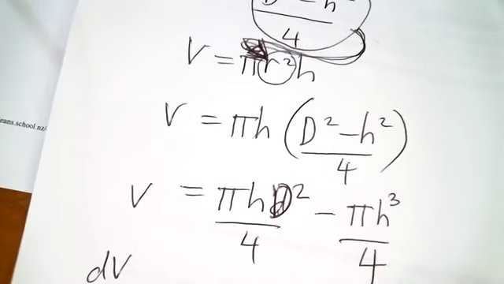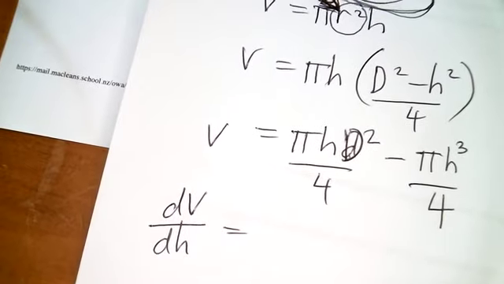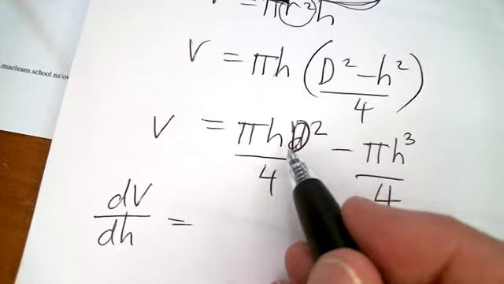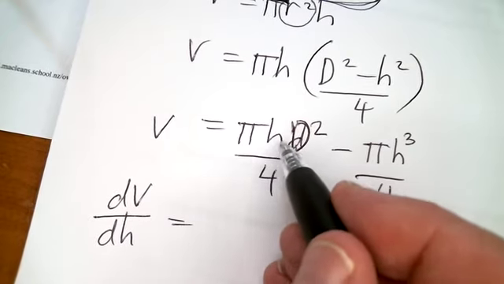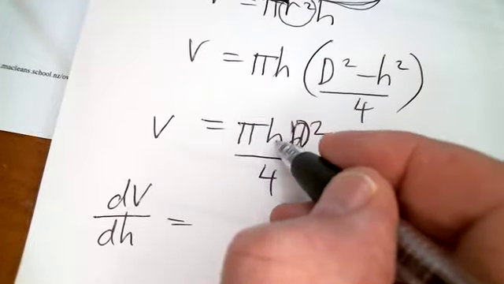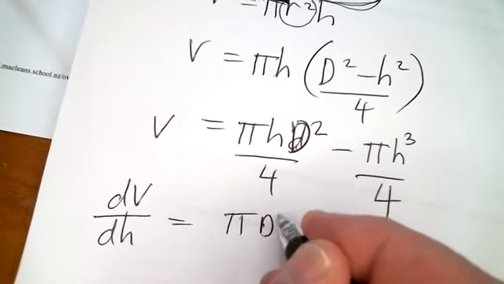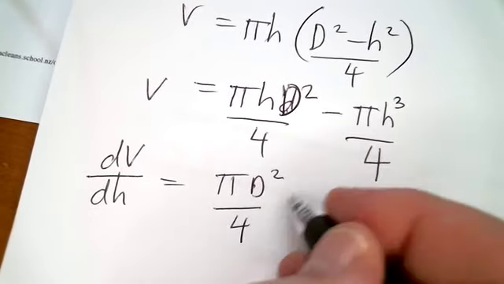So I'm going to be differentiating with respect to h. So dV with respect to h is equal to... the first one here, if I reduce the h by 1, I'm just going to cross it out. So it's going to be pi d squared on 4. There it is, that's differentiated. I've just got rid of the h.